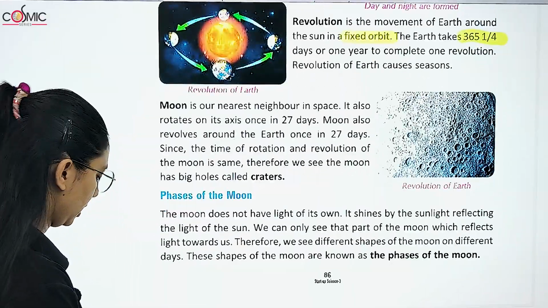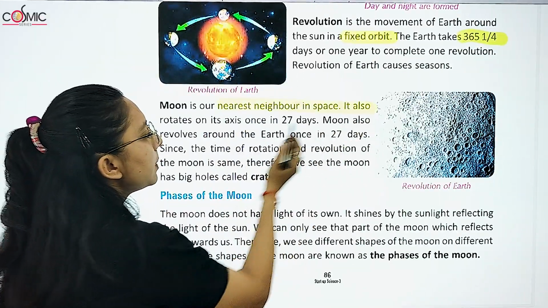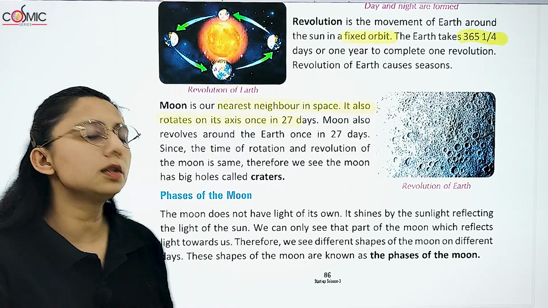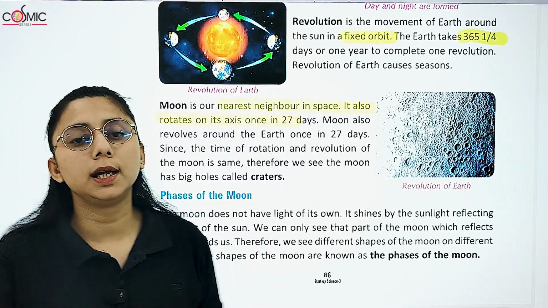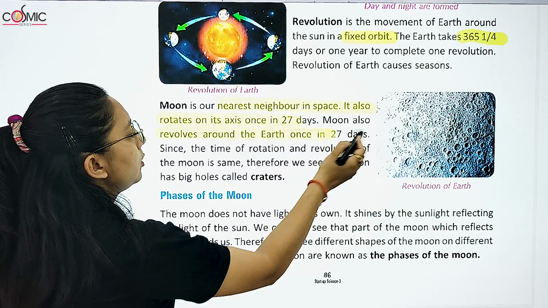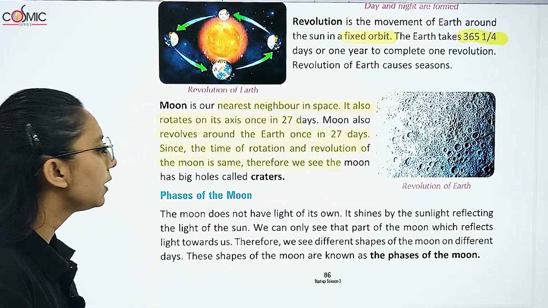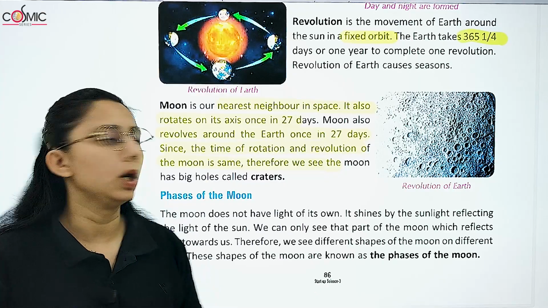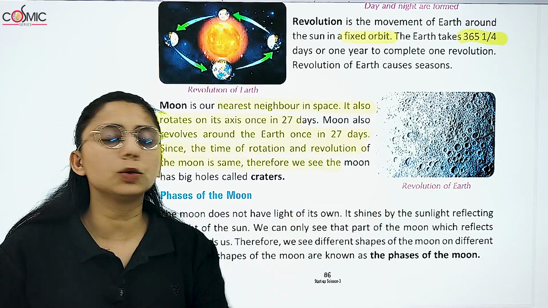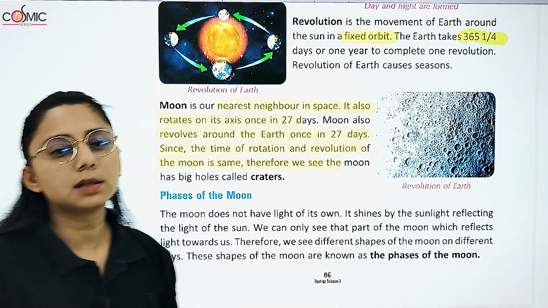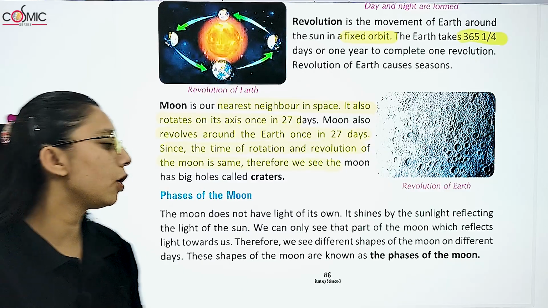Season. Next is moon, nearest neighbor in space. It also rotates on its axis once in 27 days. So the moon also revolves around the earth once in 27 days. The time of rotation and revolution of the moon is the same. Therefore we see the moon has big pits. What do we call them? Craters, right?